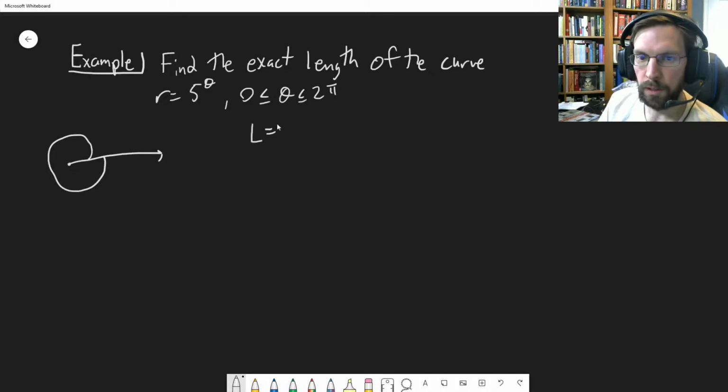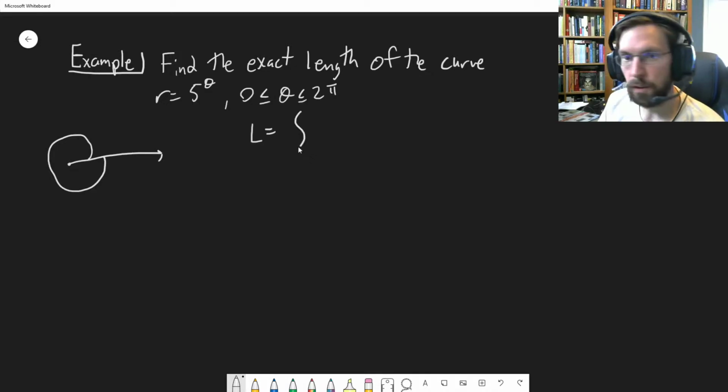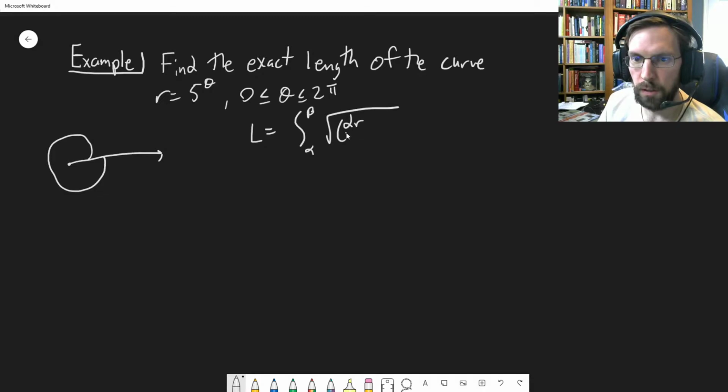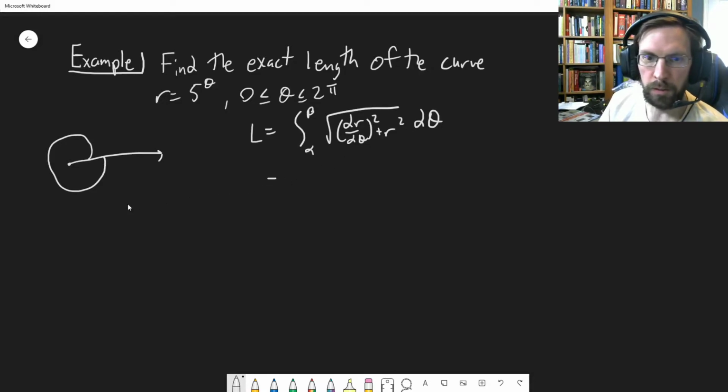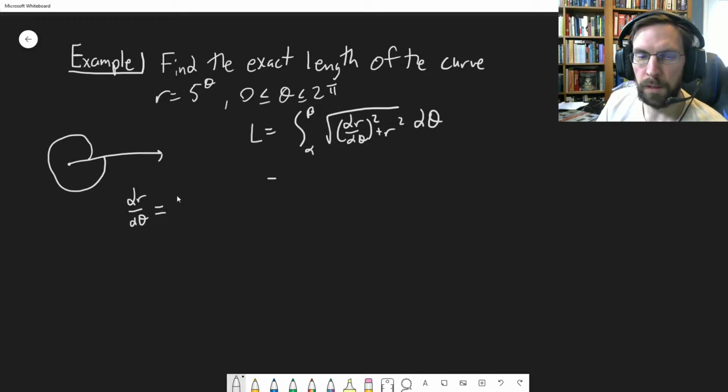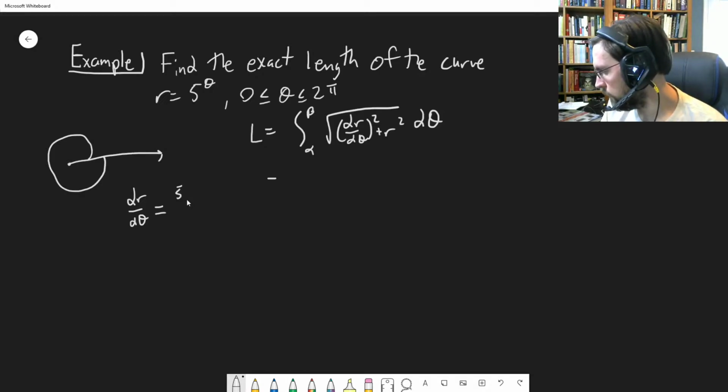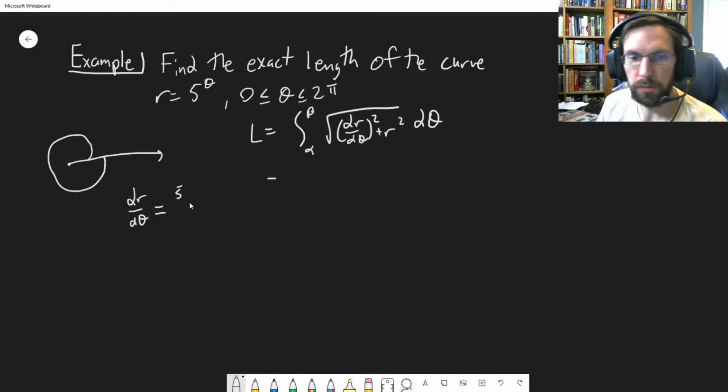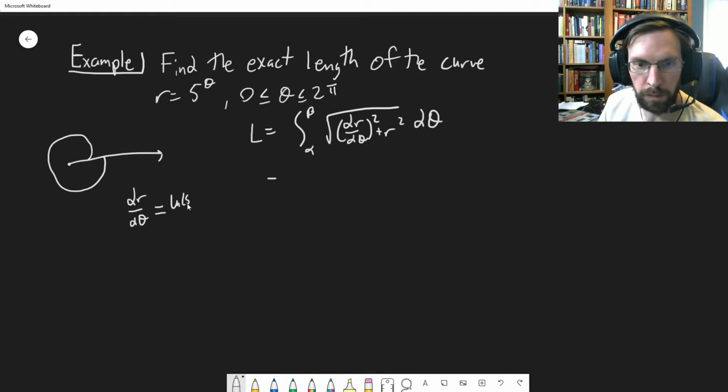Remember we found the arc length should be the integral from alpha to beta of the square root of dr d theta squared plus r squared d theta. So we need to find dr d theta. Dr d theta should be the derivative of 5 to the theta, which should be 5 to the theta times natural log 5. So natural log 5 times 5 to the theta.